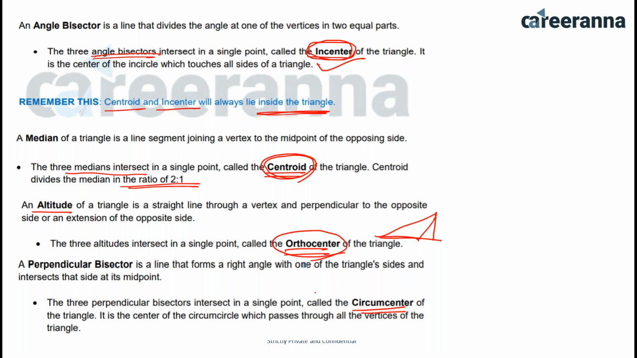And the perpendicular bisector: whenever you have a bisector on any particular side, that will divide the side into equal parts and act like a midpoint. In that case, whenever you get the center, that is going to be the circumcenter. So these four centers are very important for you, so please read them, and after this session you can watch this session again, so it will help you to clear the basics.